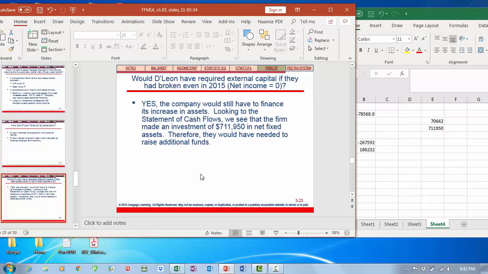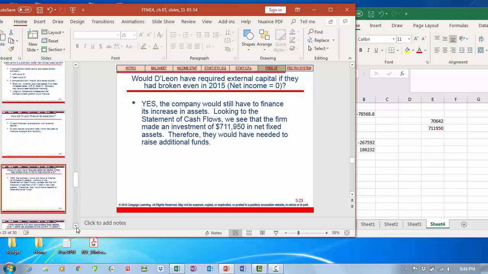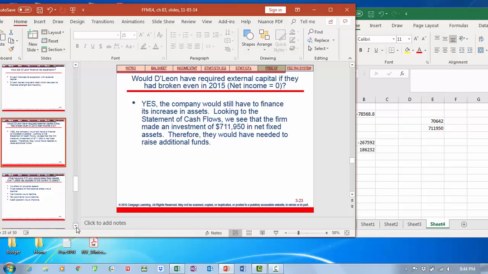Would DeLeon have required external capital if they had broken even in 2015, that is, net income equal to zero? Yes, the company would still have to finance its increase in assets because they're expanding. Looking at the statement of cash flow, we see that the firm made an investment of $11,950 in net fixed assets. Therefore, they would have to get that additional source of funds for capital expansion. So the raising of funds was important. Now they decided not to go through adding more stocks, but kept the debt as a source of funds.